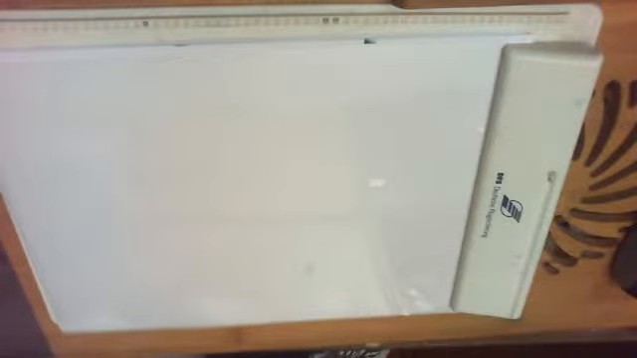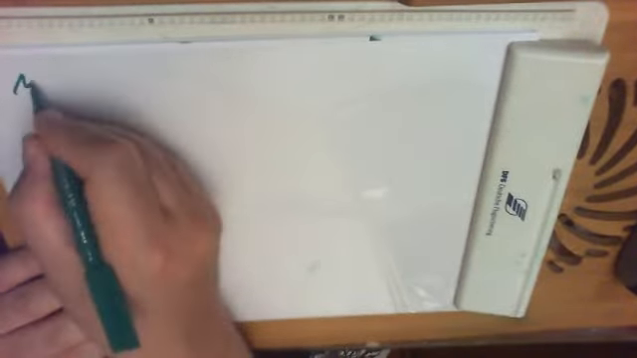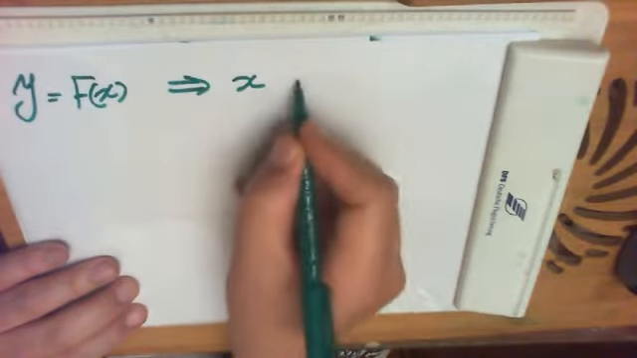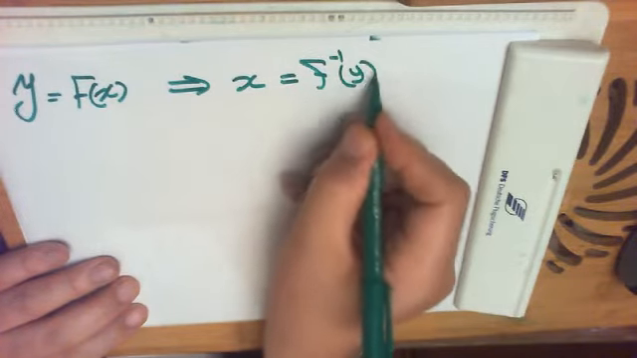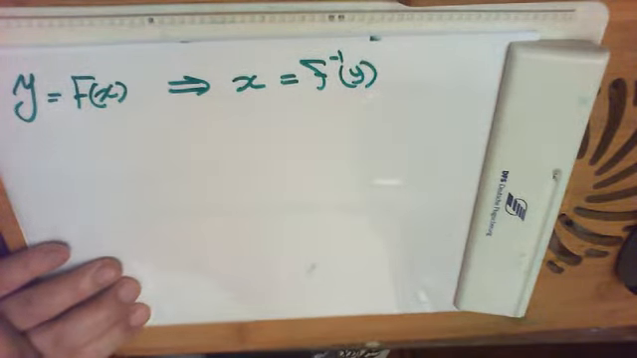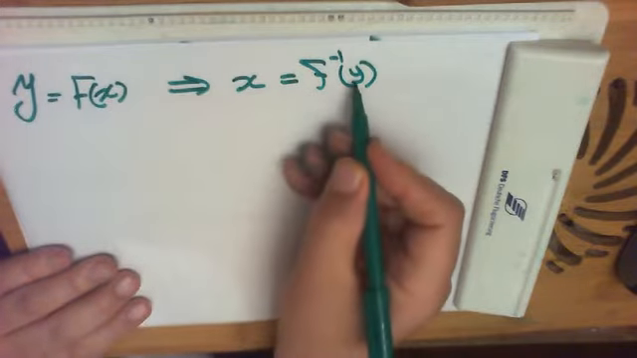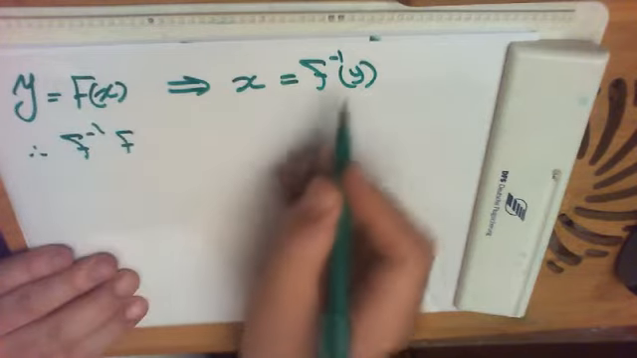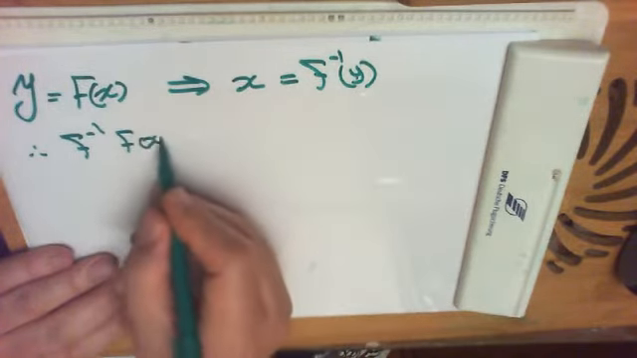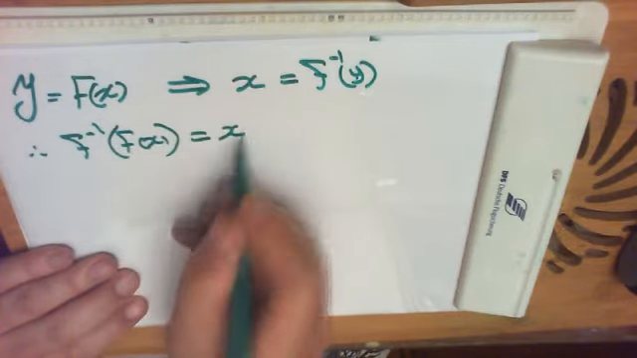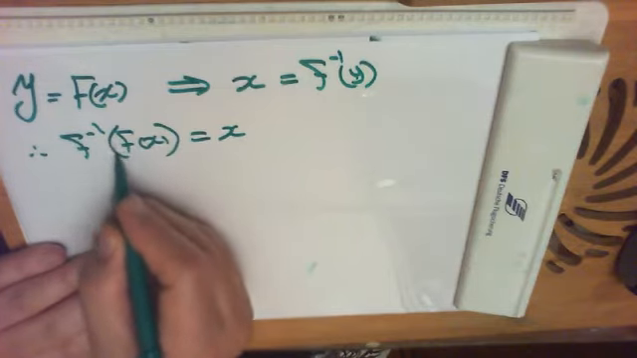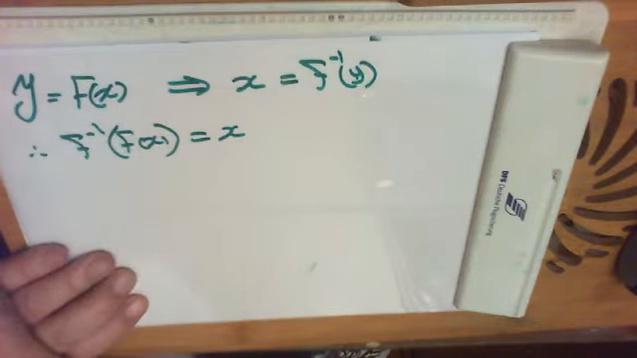So in a general way, as we studied before, when we say y equals f of x, this means x is the inverse of y. So y is f of x. Therefore, f minus 1 of f of x equals x. The inverse cancels the function as long as there is no separation between these two operations.